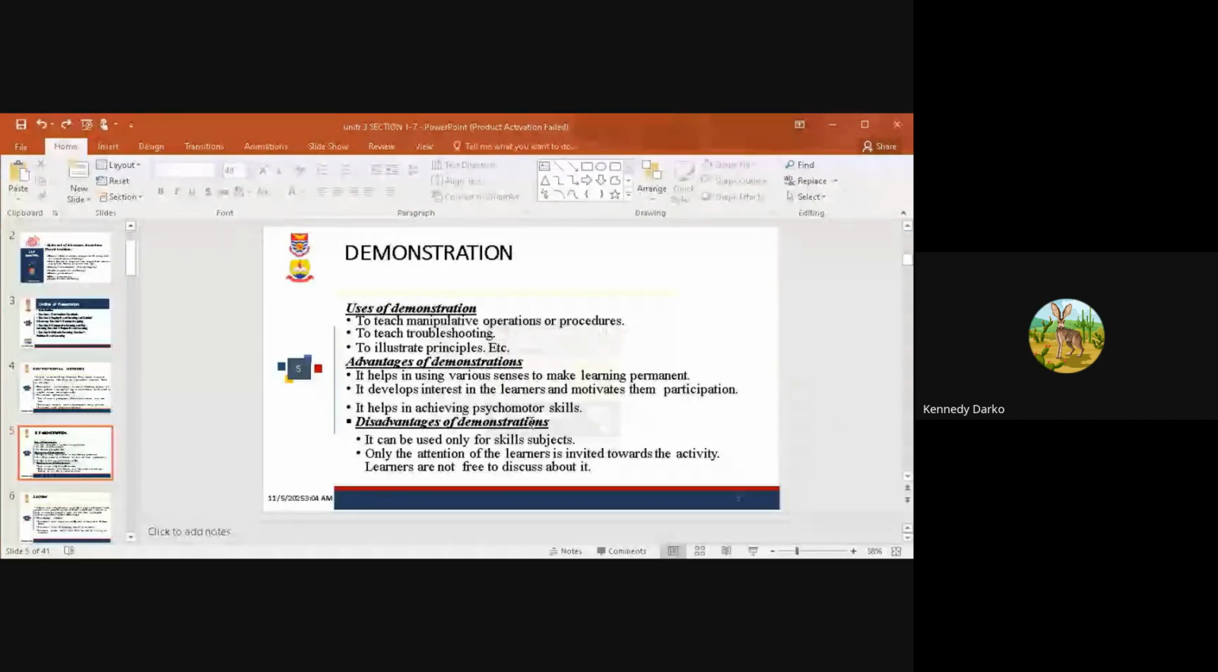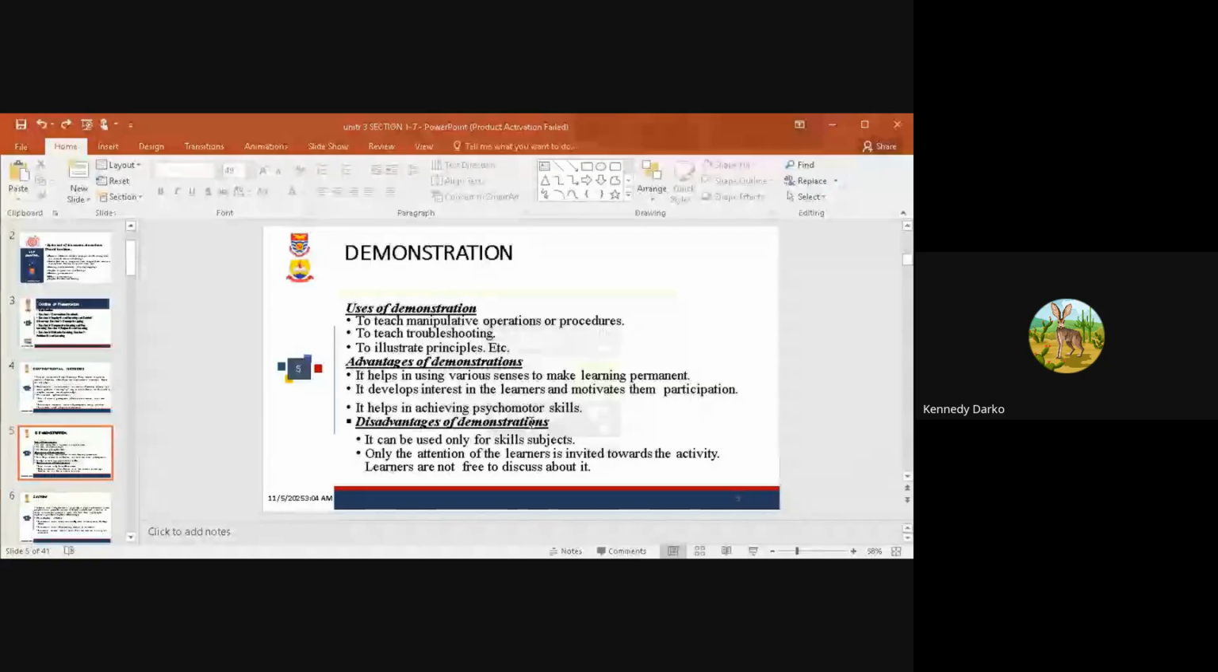They are happy when they are participating in that particular task you have given them. It helps in achieving psychomotor skills. What are the psychomotor skills? The psychomotor deals with our fine muscle. Is it the hand? Is it the legs? Whatever activity you want to do, are they going to use their hand or their legs? So you realize that yes, the psychomotor skills are also achieved. That is why they said all the senses are considered.